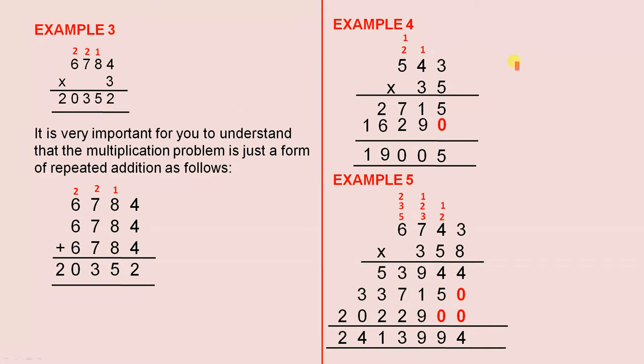Example 4, slightly more involved again, because we're multiplying by this larger number. Now we'll take our time with this first one just to see how it works. 543 times 35. 5 3s are 15. Put down the 5 and carry the 1. That 1 is actually 10. 5 4s are 20, plus 1 is 21. There's the 1, and we've carried the 2 there. 5 5s are 25, plus 2 is 27. So there we are, we've done the first line.